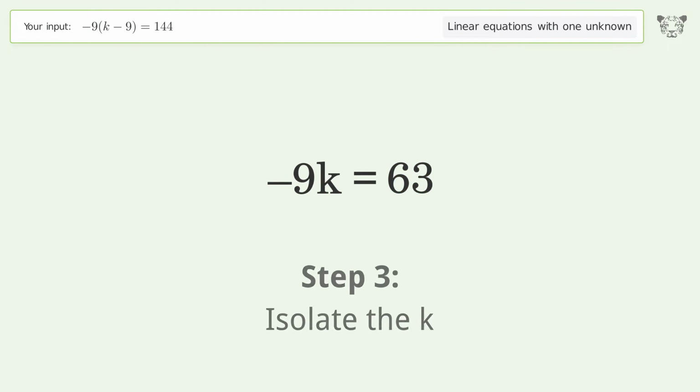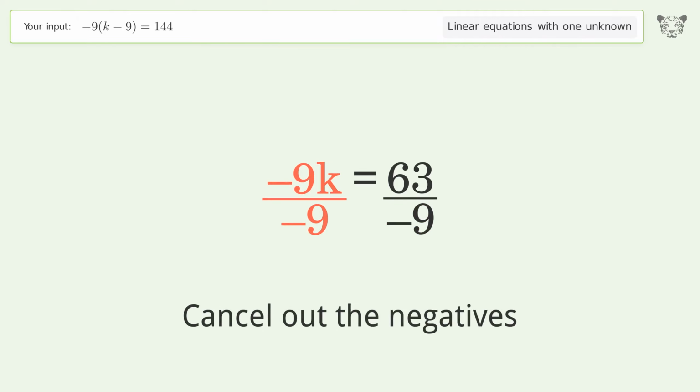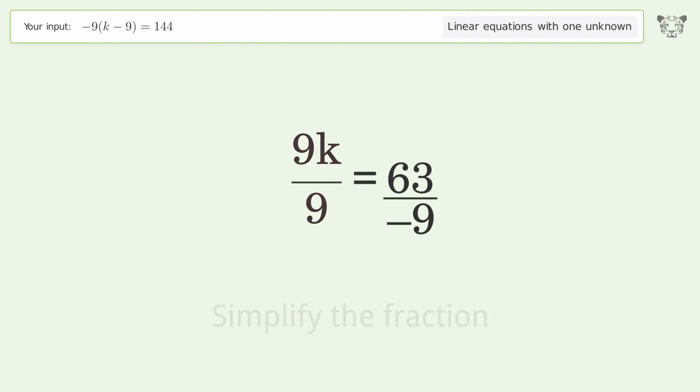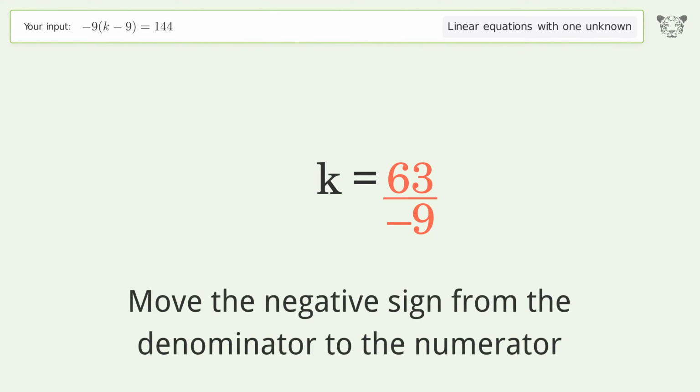Isolate the k. Divide both sides by -9. Cancel out the negatives. Simplify the fraction. Move the negative sign from the denominator to the numerator.